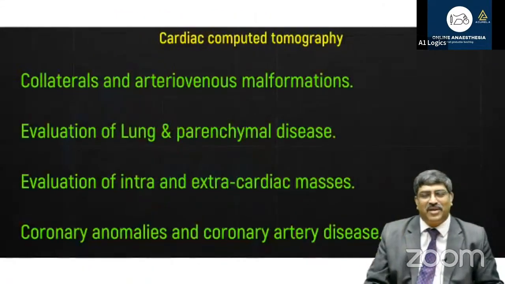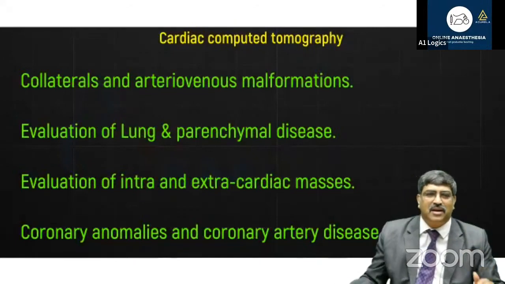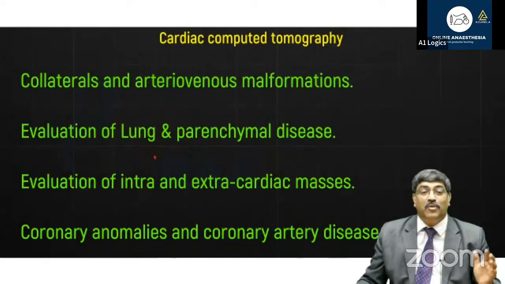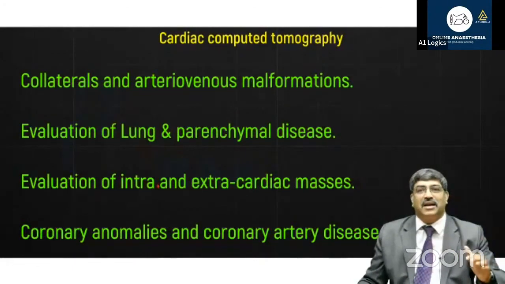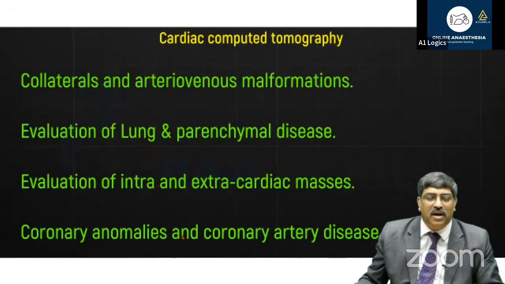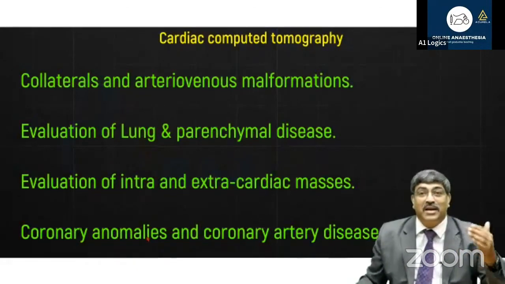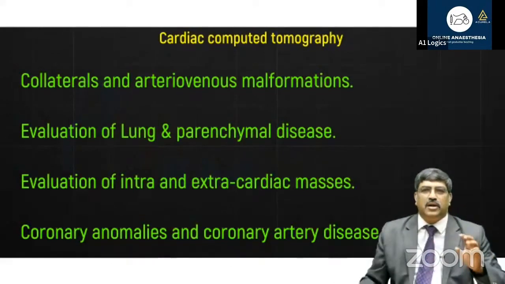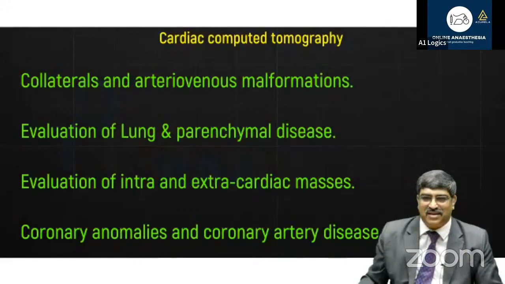Coming to CT imaging. Usually MRI has taken over, but CT imaging has a role to play in congenital heart disease, particularly when there is aortopulmonary collateral or AV malformation, evaluation of lung parenchymal mass in restrictive lung disease. Sometimes intra or extra cardiac masses are better visualized with CT imaging. And in arterial switch, you want to look at the coronary artery anomalies. Some patients might progress into adulthood and might have coronary artery disease. In those cases, CT imaging will be a better modality.